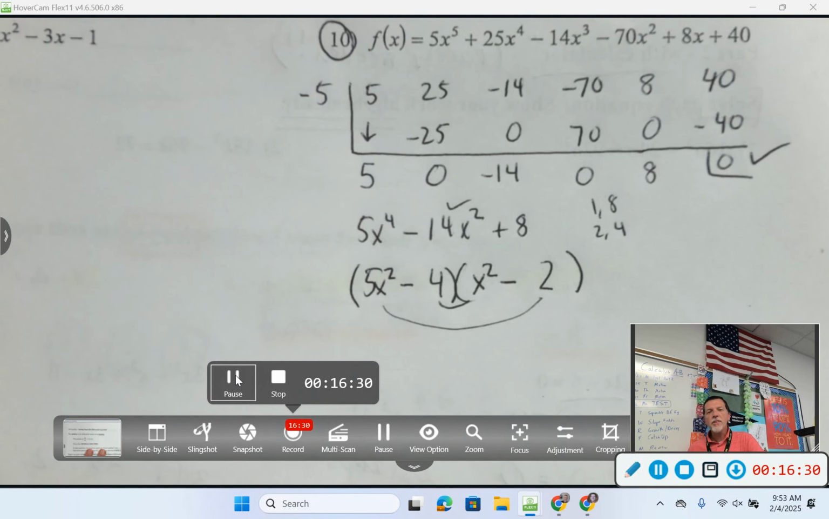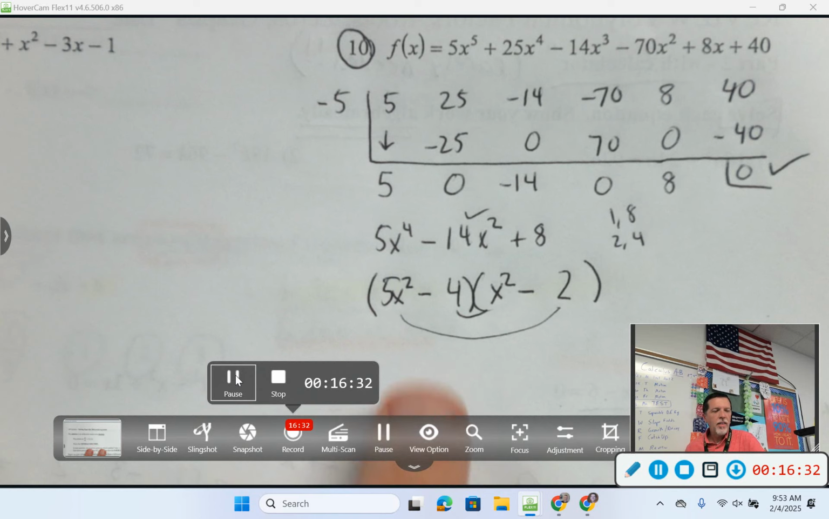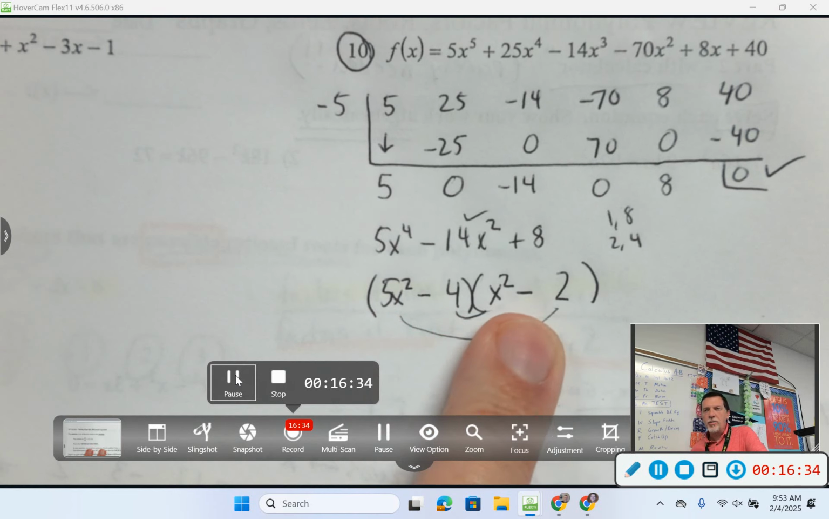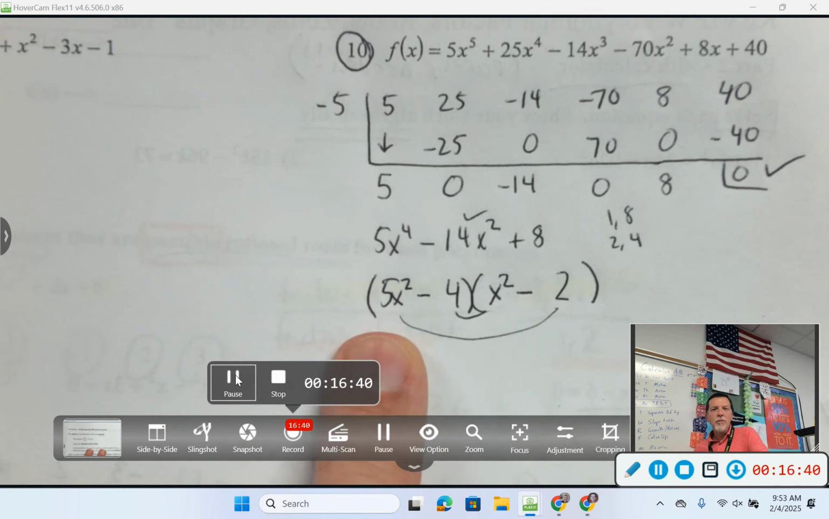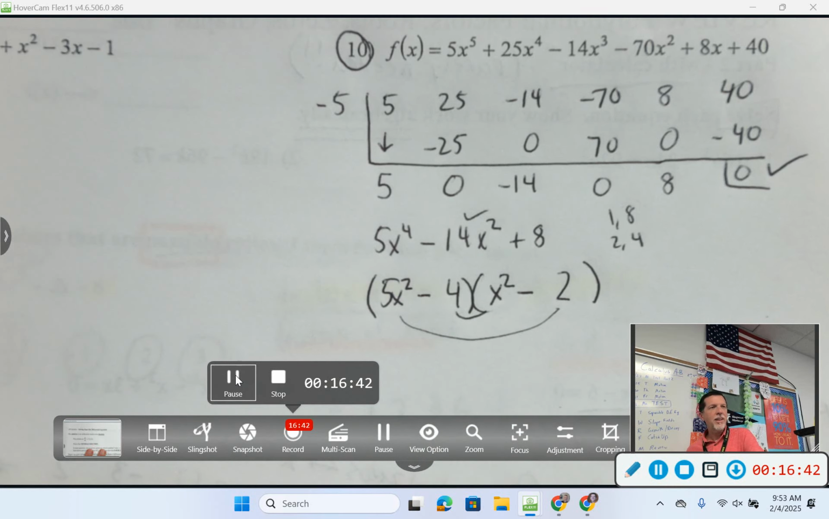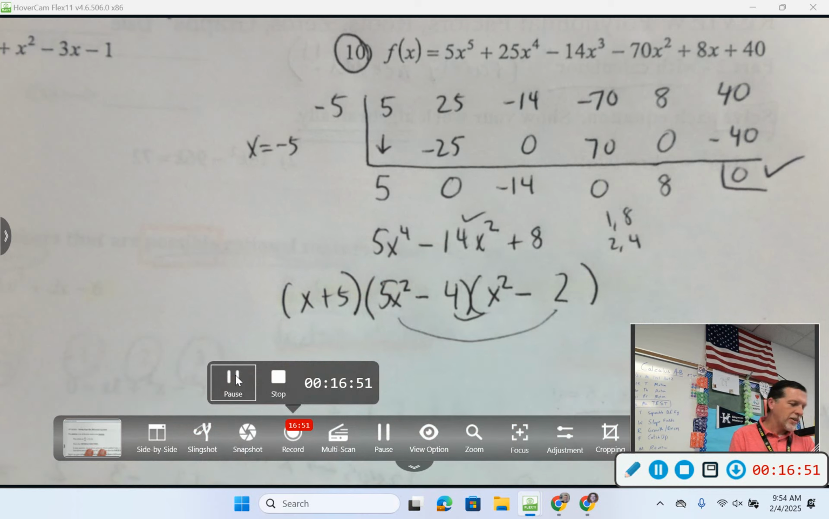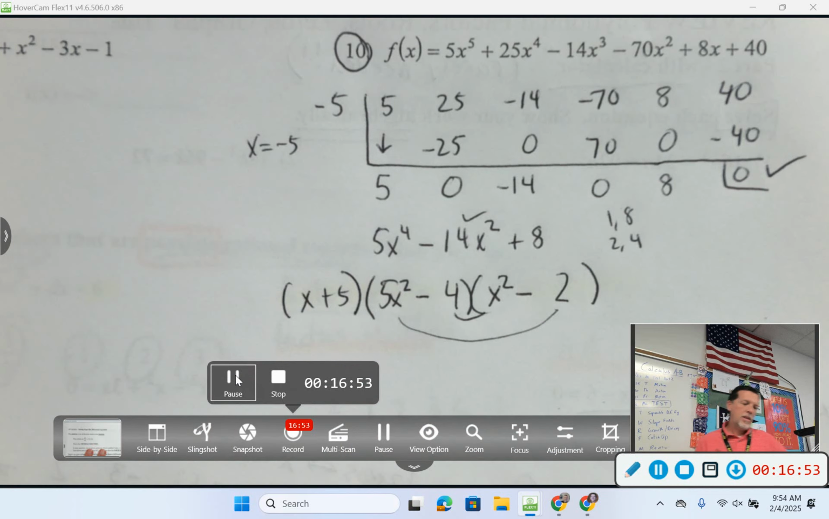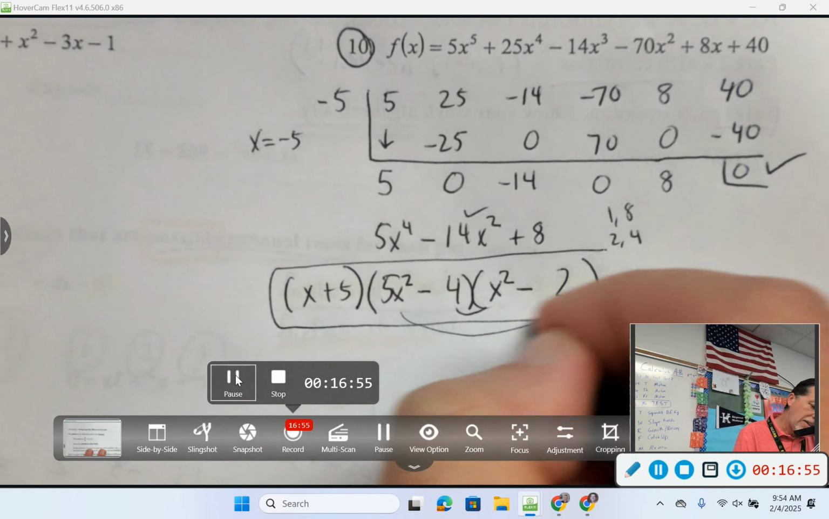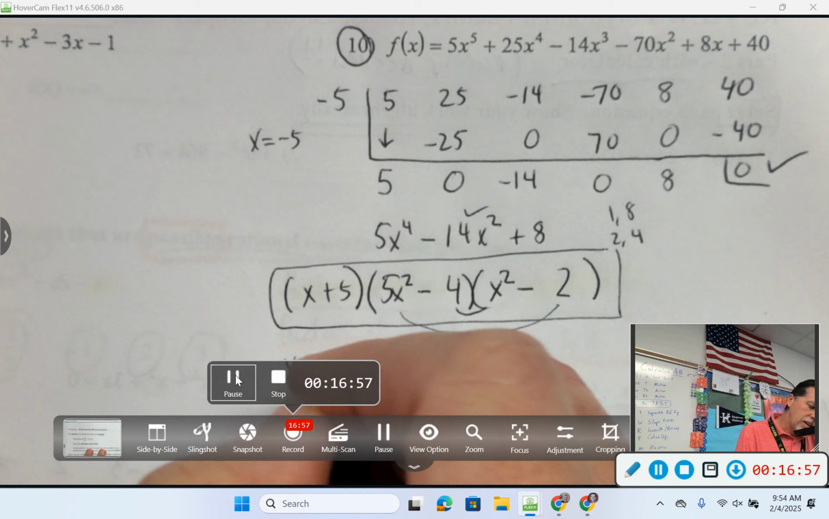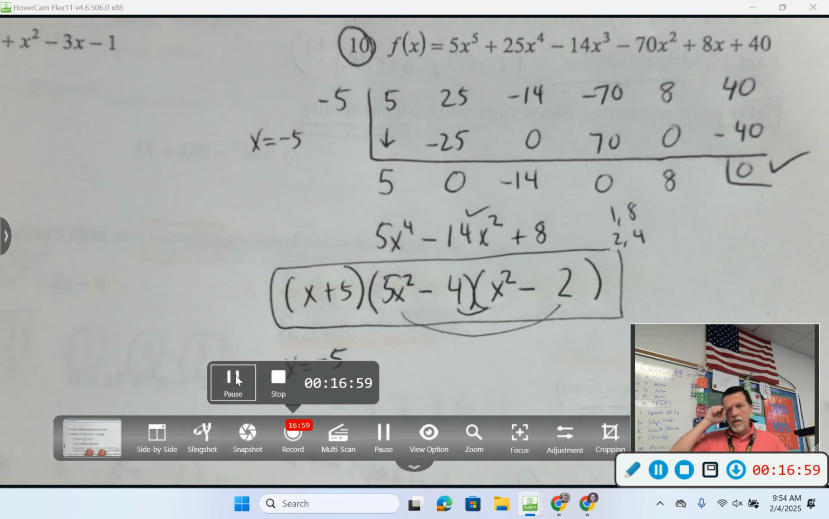It did say factor completely. Those are not factorable. I can't factor either of those any farther, but there is one more factor that I need to include. What other factor do I need? Oh, be careful, x equals negative 5 is one of my answers, which means x plus 5 is one of my factors. So there's my factors. I've already got negative 5.